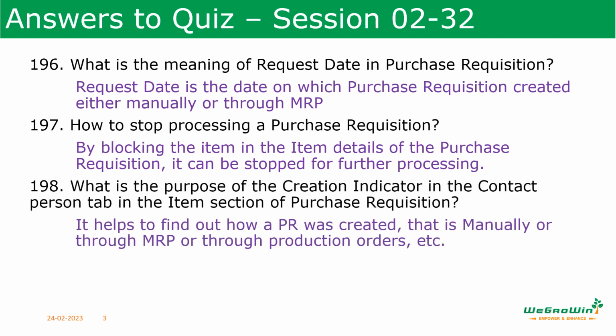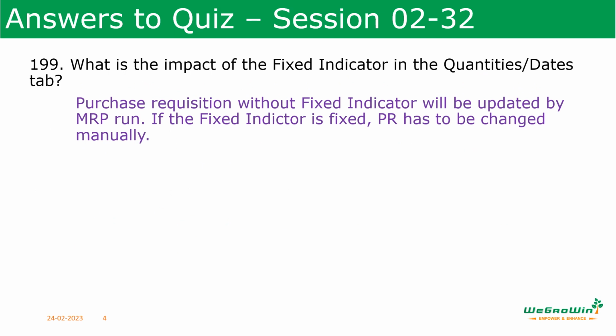What is the purpose of the creation indicator in the contact person tab in the item section of the purchase requisition? This creation indicator helps to find out how a purchase requisition was created, that is the mode of creation, whether it was manually created or through MRP or through a maintenance order or through a production order. What is the impact of the fixed indicator in the quantities dates tab? A purchase requisition without the fixed indicator will be updated by the MRP run. If the fixed indicator is set, that particular purchase requisition has to be changed manually only.